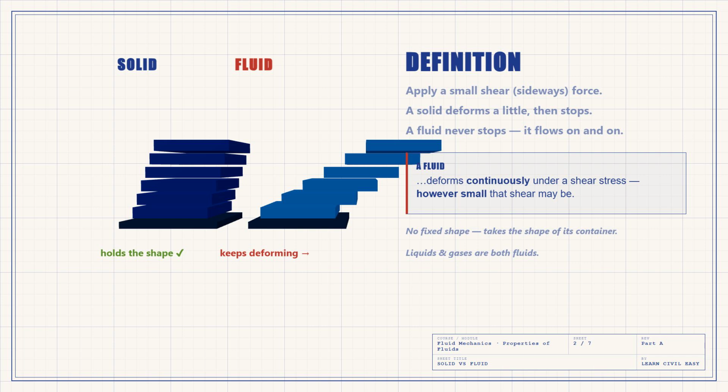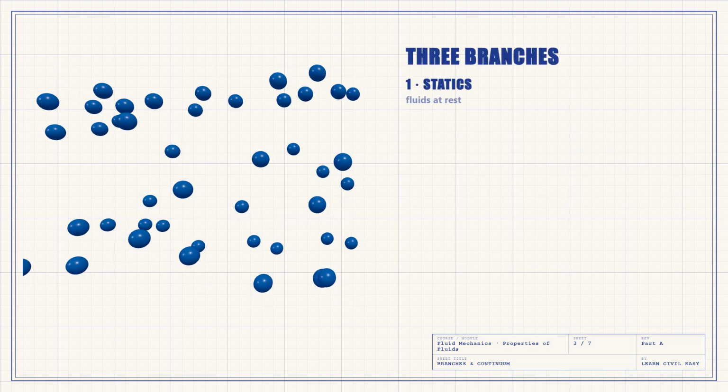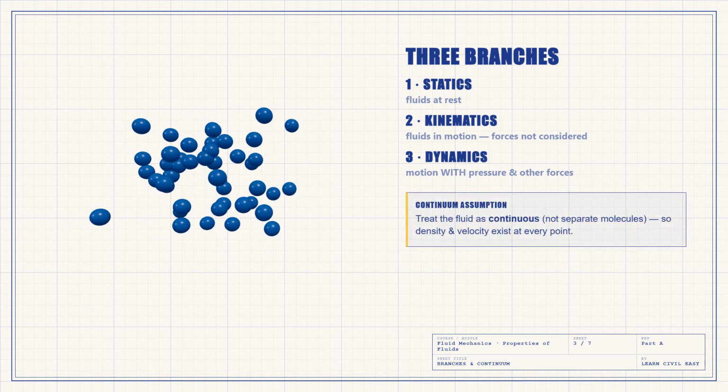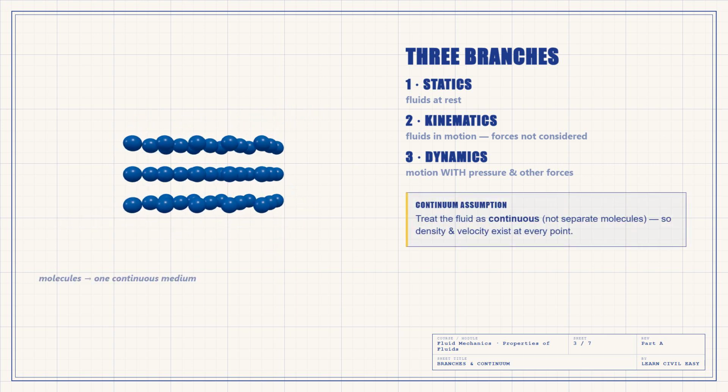It has no fixed shape and takes the shape of its container. Liquids and gases are both fluids. The difference is that gases are highly compressible and have no free surface, while liquids are nearly incompressible and do. Fluid mechanics studies fluids in three ways: statics, fluids at rest; kinematics, fluids in motion without worrying about the forces; and dynamics, motion with the pressure and other forces included.